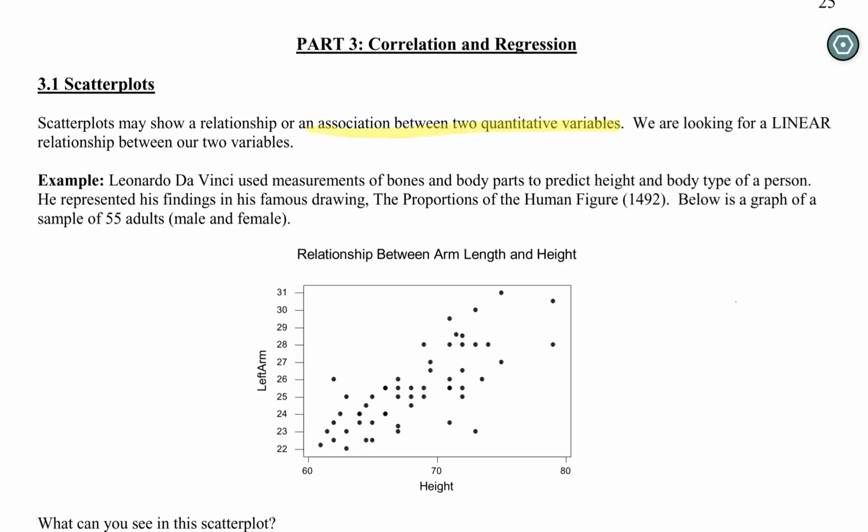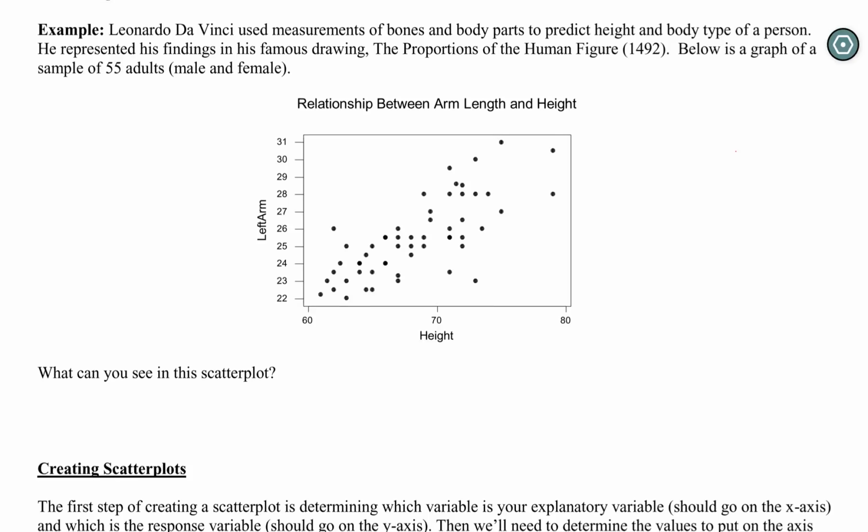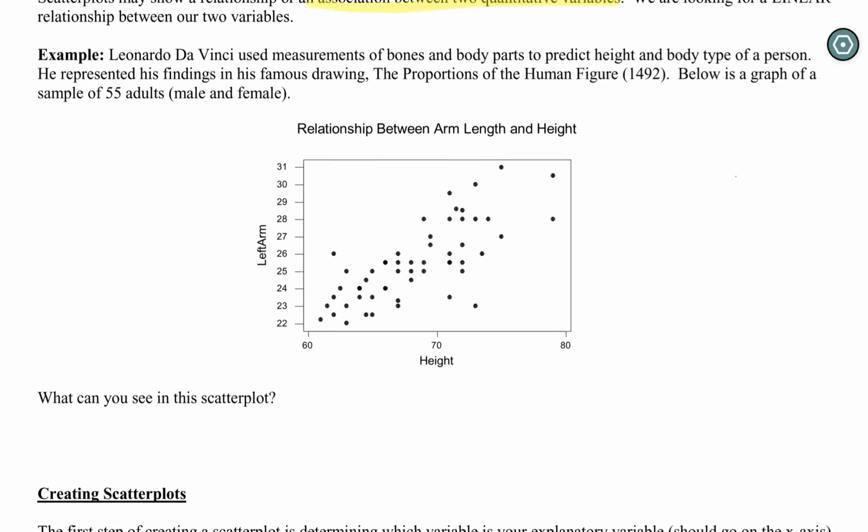We have Leonardo da Vinci using measurements. And we have a graph of a sample of 55 males looking at height and their left arm length. So the first thing we're asked to do is to say, what can we see in the scatter plot? So take a moment, look at it. What's going on? Think about those 4 pieces that we talked about in the activity.